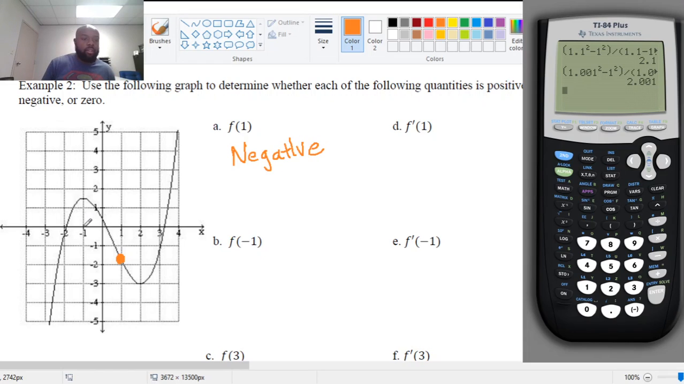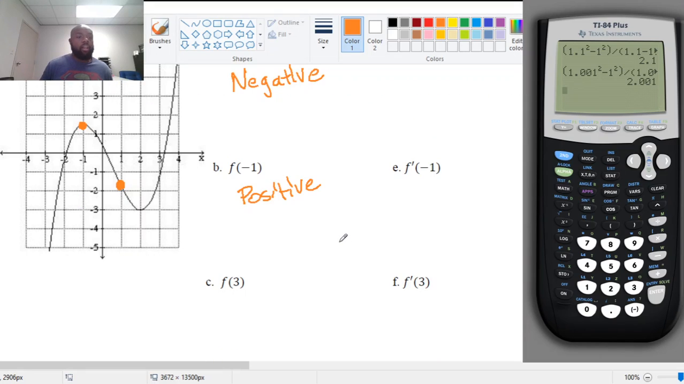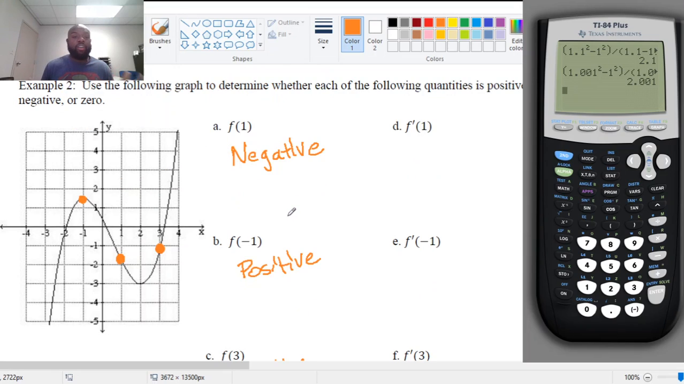f of negative 1 is here. The point on my graph is here. That's above the x-axis, so I know that's about 1 point something, which is a positive value. And when I think about f of 3, well, x equals 3 is over here. Looks like we get a value at the point right there of negative 1 point something, or negative 1. That's negative. So remember, when you're determining the sign of a functional value, you just look at the y value, the y coordinate of the ordered pair.